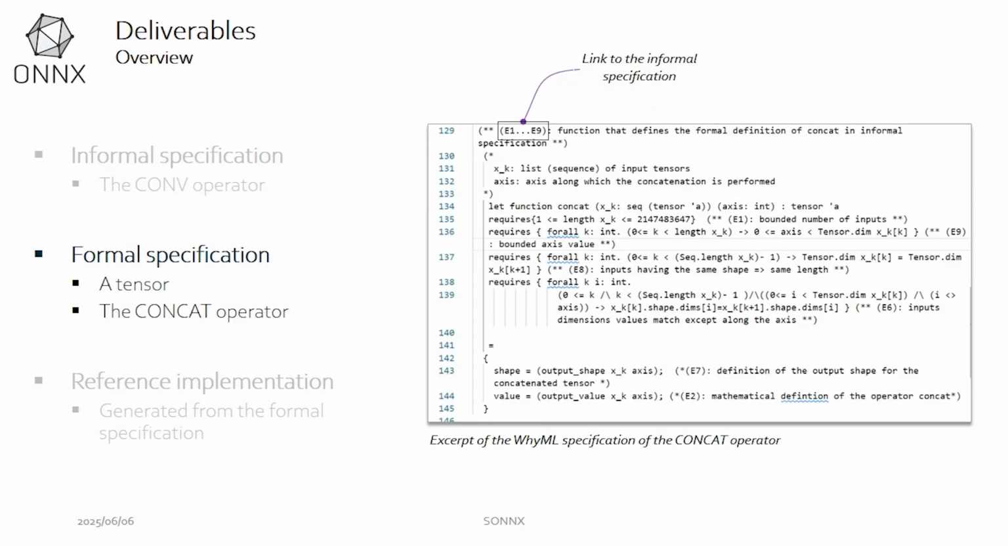This informal specification is complemented by a formal specification written in FORMAL YML. YML is the input language of the Why3 formal specification and proof environment. An example of a formal specification in YML is given here for the concat operator. This is only part of it. This formal specification clearly and unambiguously describes the semantics of the operator.